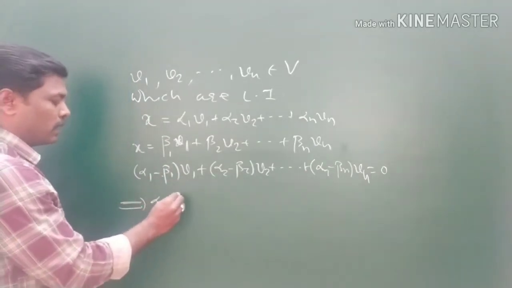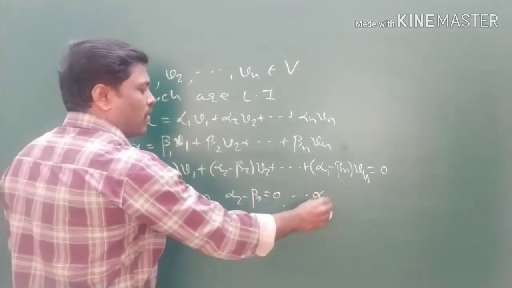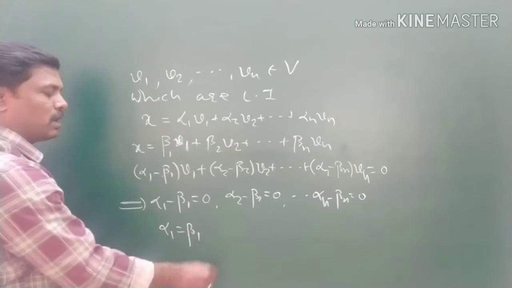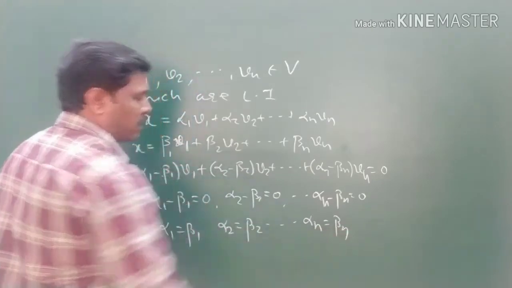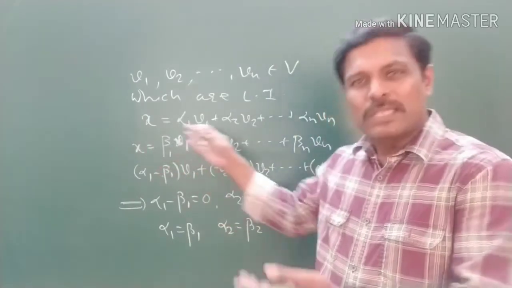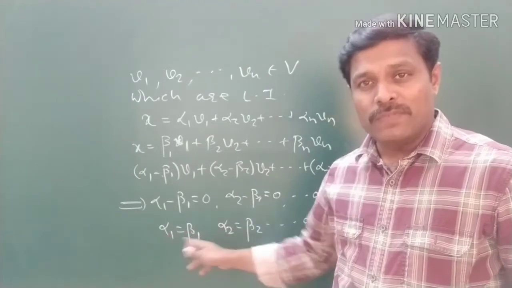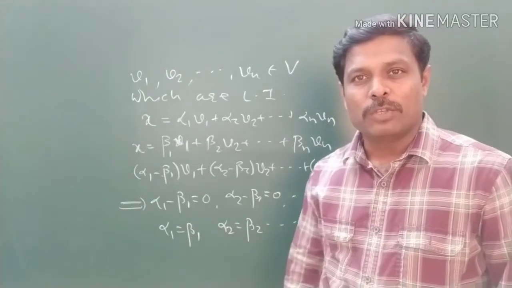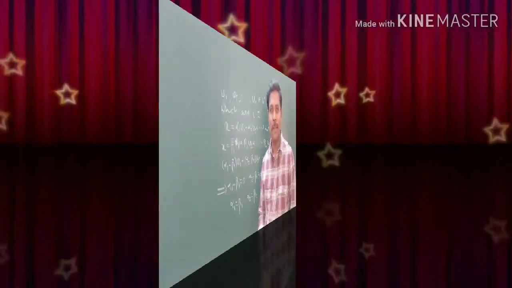Therefore, we get alpha 1 minus beta 1 equal to 0, alpha 2 minus beta 2 equal to 0, and alpha n minus beta n is equal to 0. So we have proved that alpha 1 is nothing but beta 1, alpha 2 is equal to beta 2, and up to alpha n is equal to beta n. That means if you express the same x with the same v1, v2, vn with other scalars, then at the end the two different scalars coincide, and therefore we can say that the expression is unique. Now you will write the detailed proof from the next slide.